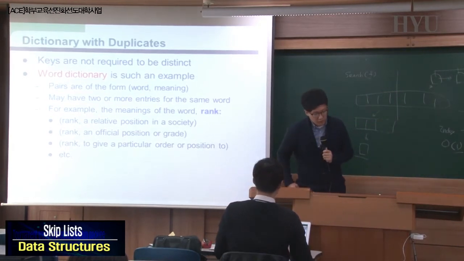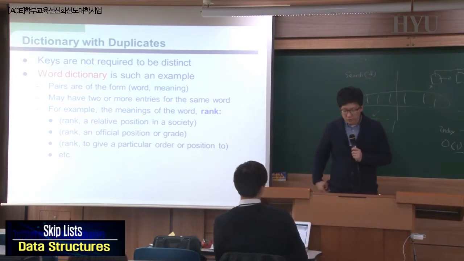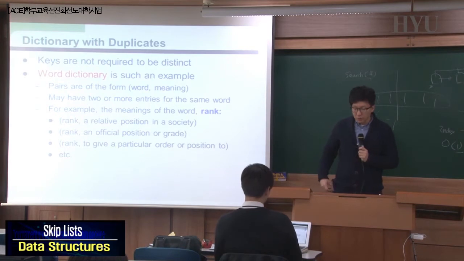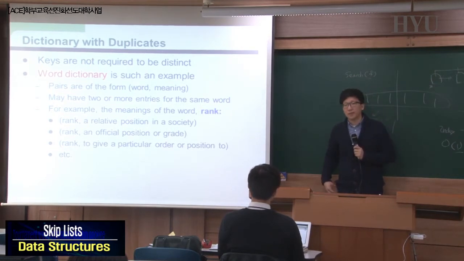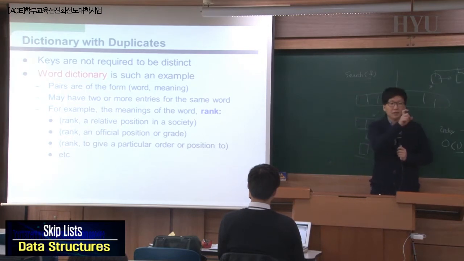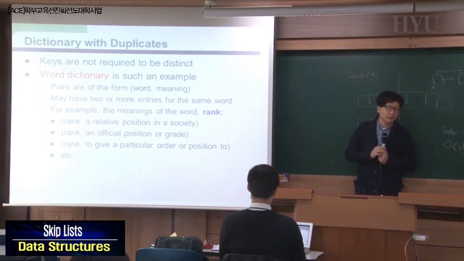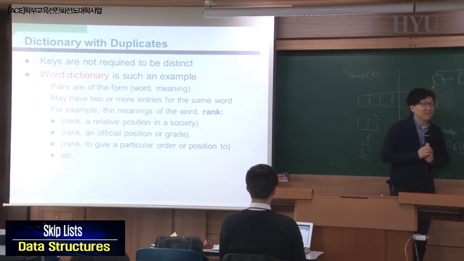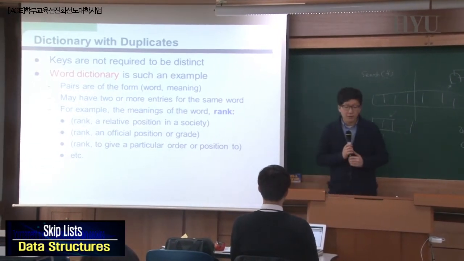A word dictionary, for example, has pairs of the form word, meaning, and may have two or more entries for the same word. For example, the meaning of the word ranking. In an English dictionary, you look for a vocabulary word, and it may have multiple meanings, right? It means that the word itself is the key, and the value may be different. So that's also allowed, but typically I don't want a situation that has duplicate keys. They just give you an example that a dictionary can have duplicates.